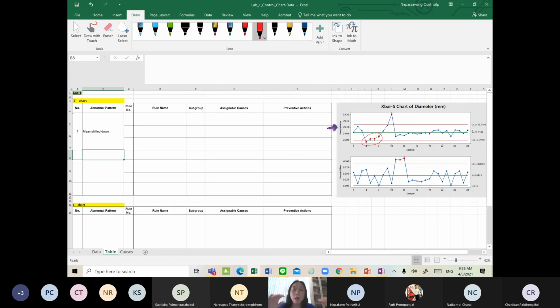Okay, you will see that these 4 points are marked in red, right? So you have to think that there is an abnormal pattern during those subgroups. Okay, and if you take a look, the center line is here, but these 4 points are on the lower side. That means it shows you that the mean of the process shifted down.